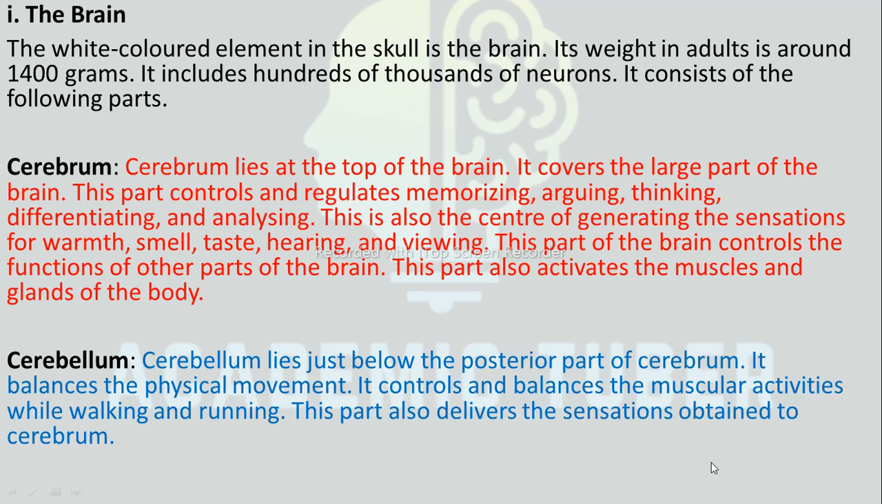Cerebellum. Cerebellum just lies below the posterior part of cerebrum. It balances the physical movement. It controls and balances the muscular activities while walking and running. This part also delivers the sensation obtained to cerebrum.